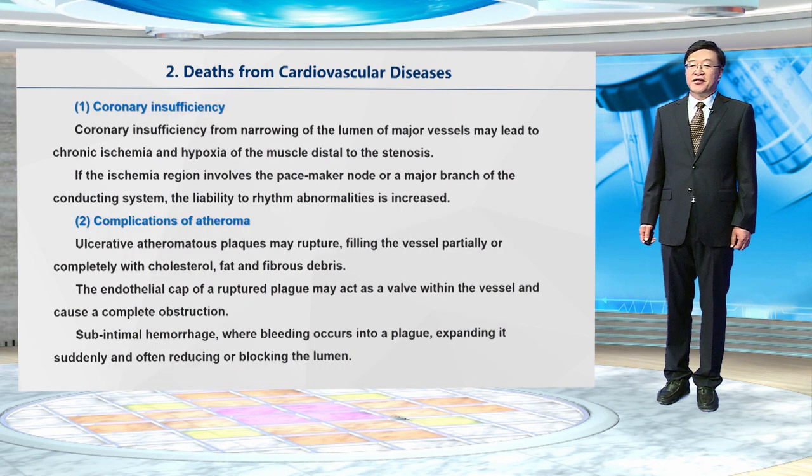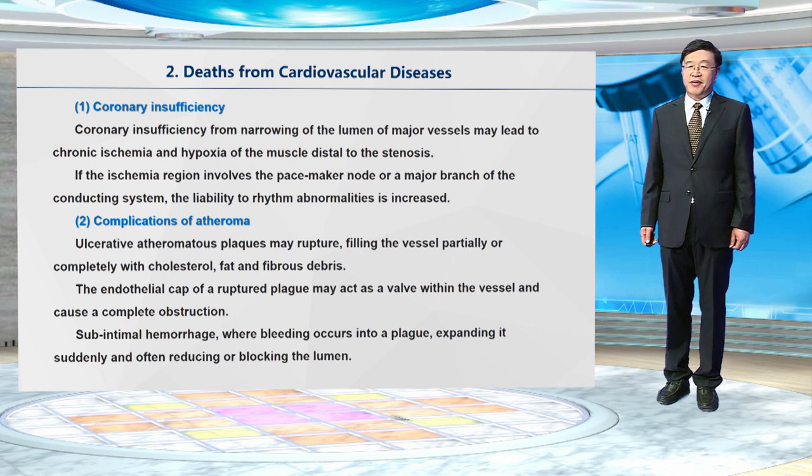1. Coronary insufficiency from narrowing of the lumen of a major vessel may lead to chronic ischemia and hypoxia of the muscle distal to the stenosis. If the ischemic region involves the pacemaker node or a major branch of the conducting system, the liability to rhythm abnormality is increased.